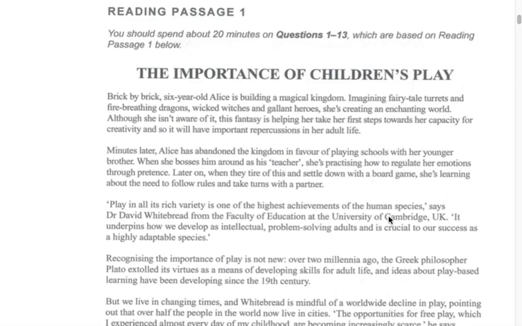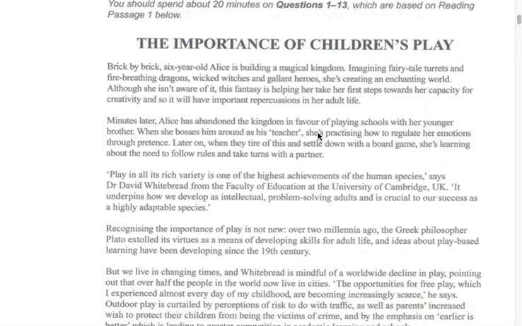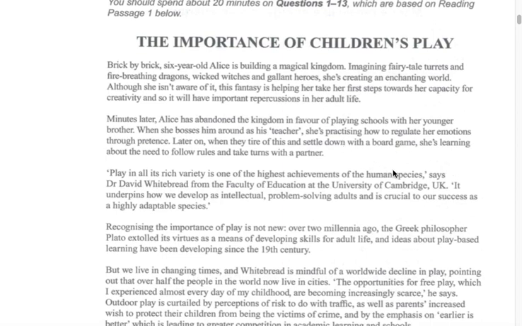And remember, fill in the blanks are in-order questions, so your answer would be somewhere after this. So it will be important. No, it's not here. Minutes later, Alice has abandoned the kingdom in favor of playing schools with her younger brother. When she bosses him around as his teacher, she is practicing how to regulate her emotions through pretense. Later on, when they tire of this and settle down with a board game, means after playing this, remember what was the question?